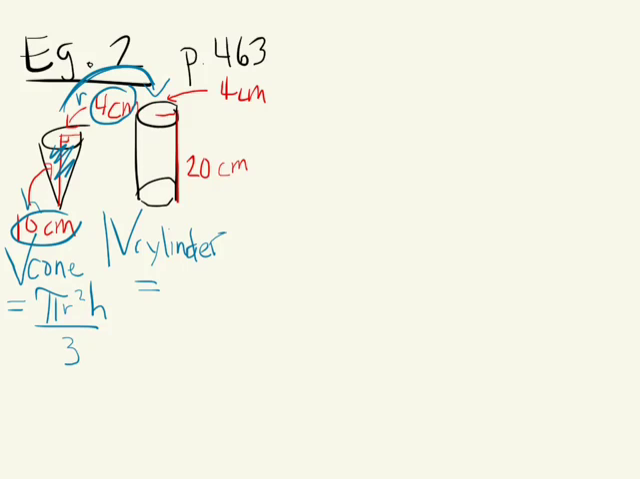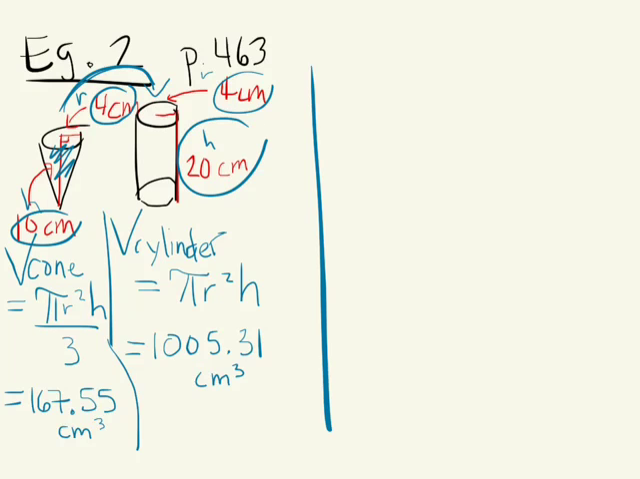What is the formula for the volume of a cylinder? Pi r squared times height. Again, do we know the radius of the cylinder? Yes. Do we know the height of the cylinder? Yes. Can we calculate the volume for each? Yes. When we calculate the volume, we have to remember to use BEDMAS, which means you calculate the radius squared first for each one. You want to solve your exponents first. And we find that the cylinder holds 1,005.31 cubic centimeters, and the cone has 167.55 cubic centimeters.